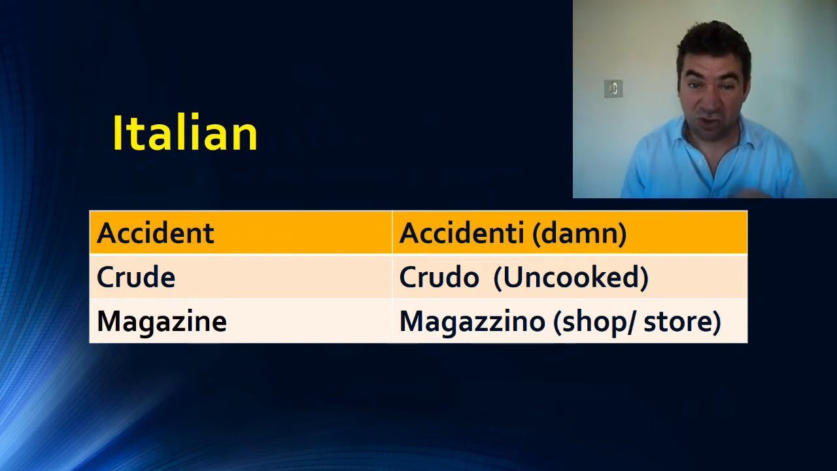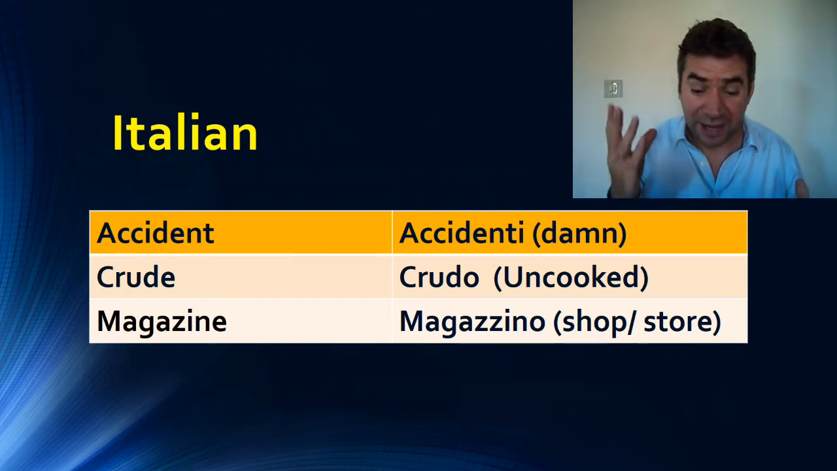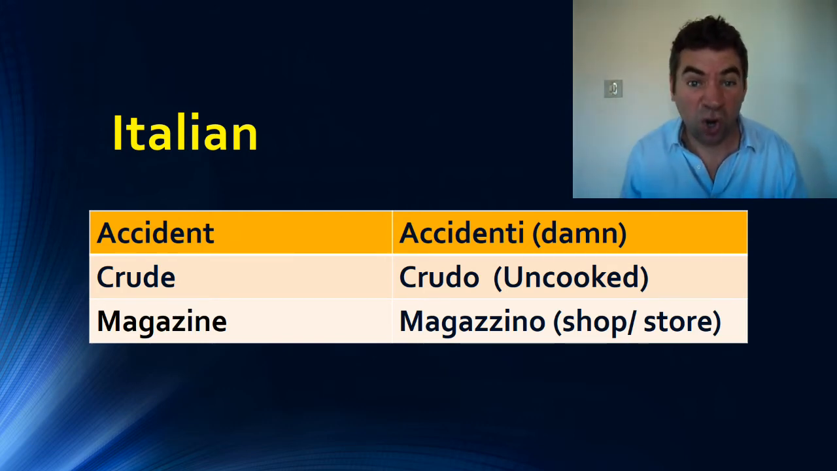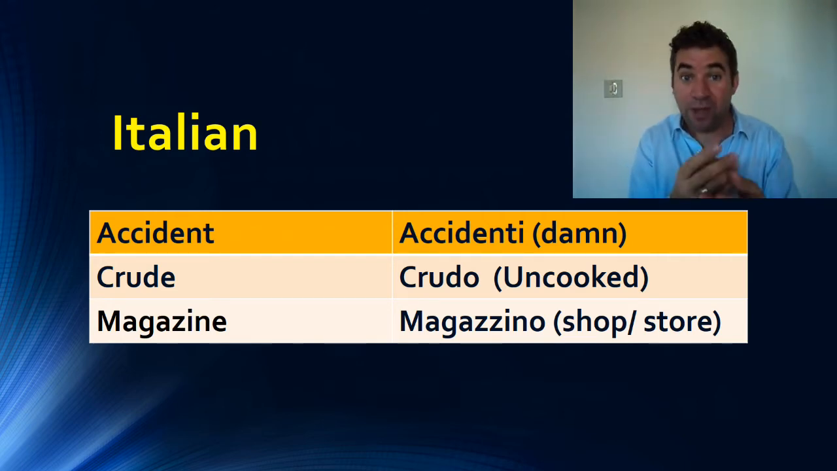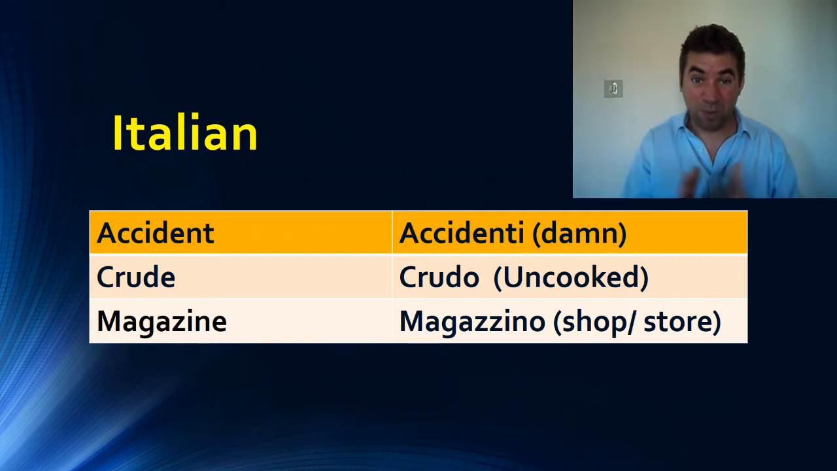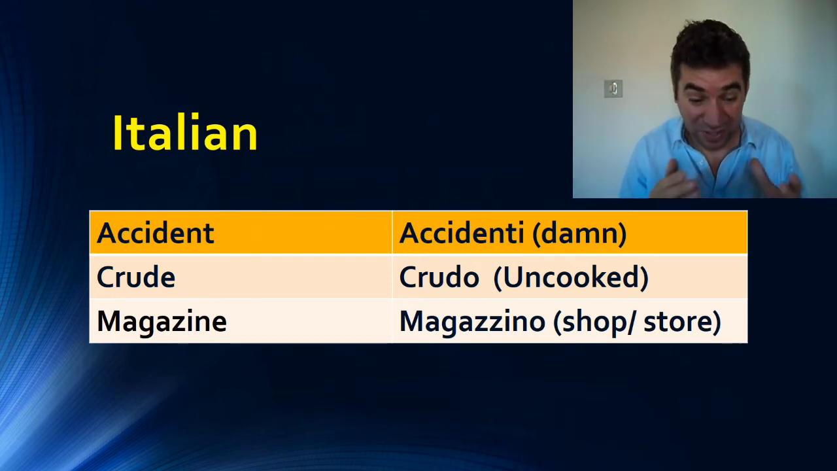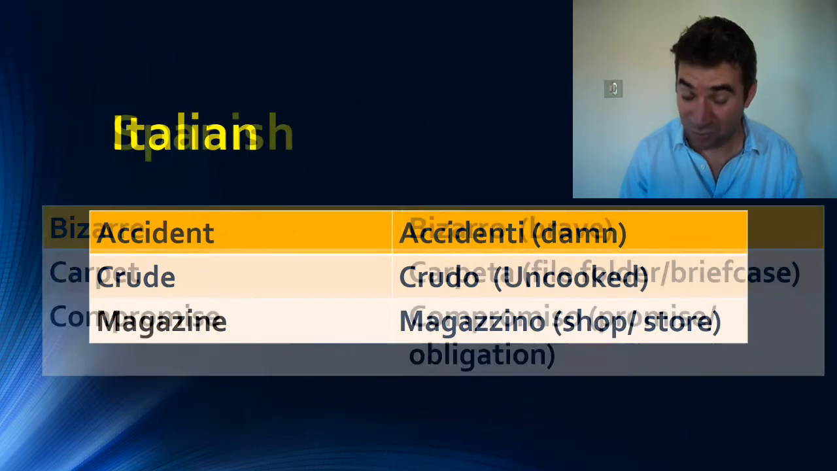Crude, if something is crude, it can mean that it's very basic or simple, or if you're using crude language, you're using rude language, so you're kind of swearing. Whereas crudo in Italian means uncooked, raw. Completely different. Magazine, okay, in English, you read magazines, whereas magazzino is a shop or a store. So you see the problem here. If you're an Italian learning English or you're English and learning Italian, these are some examples of false friends that are gonna cause you some problems.